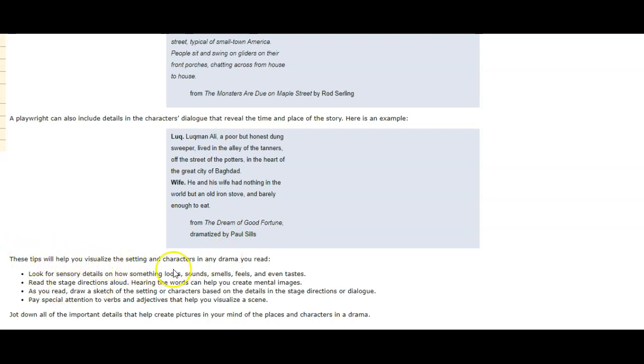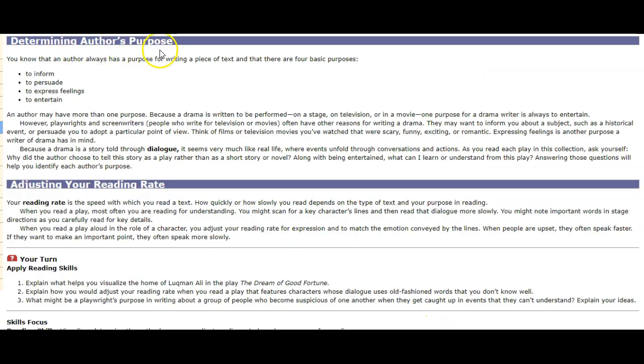These tips will help you visualize the setting and characters in any drama you read. Look for sensory details on how something looks, sounds, smells, feels, and even tastes. Read the stage directions aloud. Hearing the words can help you create mental images. As you read, draw a sketch of the setting or characters based on the details in the stage direction or dialogue. Pay special attention to verbs and adjectives that help you visualize a scene. Jot down all of the important details that help create pictures in your mind of the places and characters in a drama.